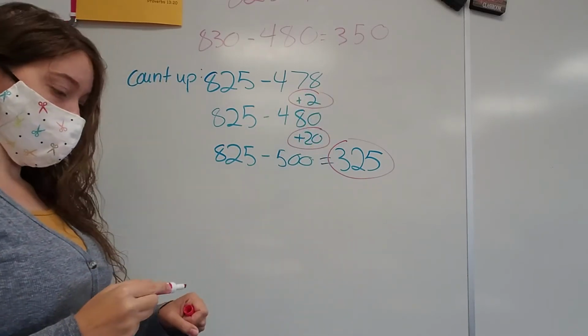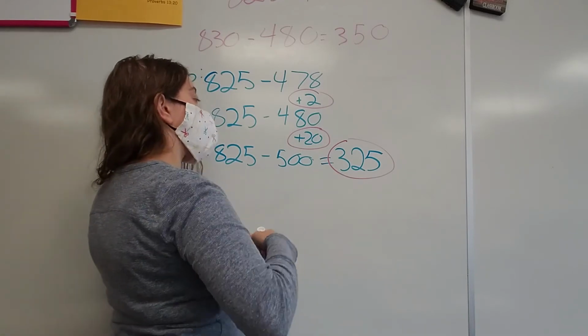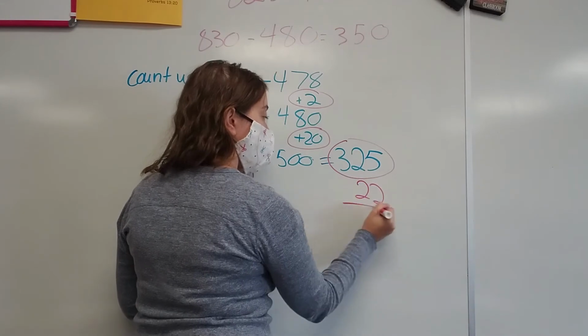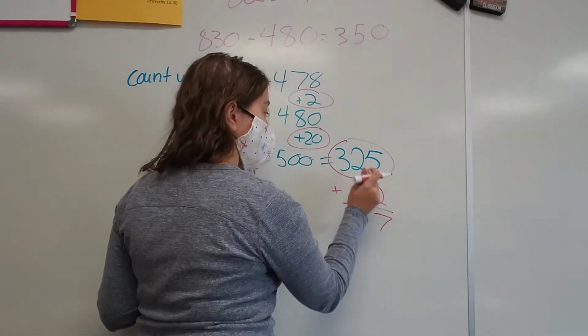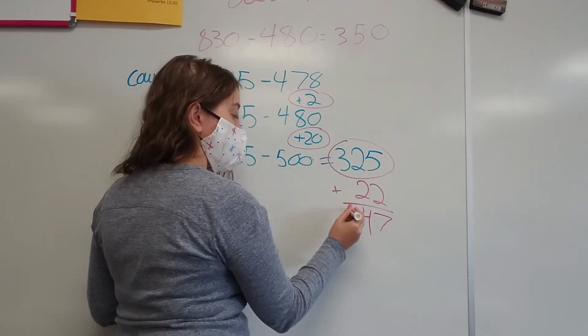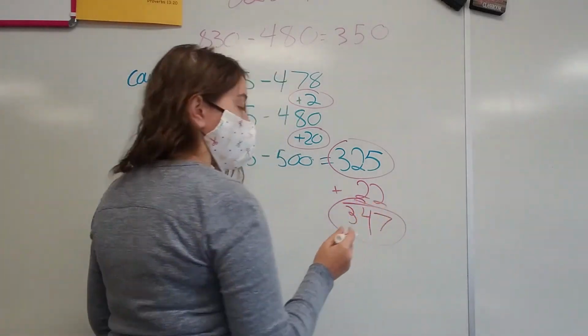Okay? So now I need to do 325 plus 22. Okay? 5 plus 2 is 7. 2 plus 2 is 4. And then 3 plus 0 is 3. So our answer is 347.